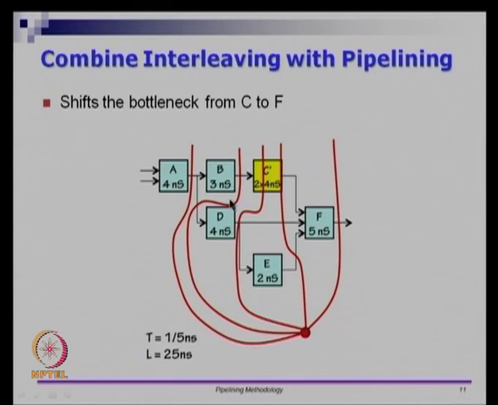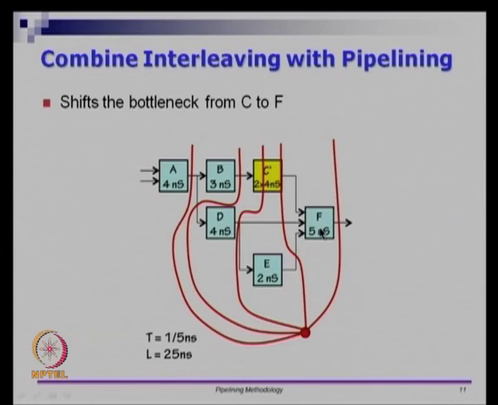Let's assume that C was broken down into 4 and 4 time units, right. So these 8 time units are now broken down as 4 and 4 time units, and if that is there, you may be able to improve the clock period. So the bottleneck is not C anymore, because C is now C dash and C double dash. It has two blocks. The bottleneck will then become F.